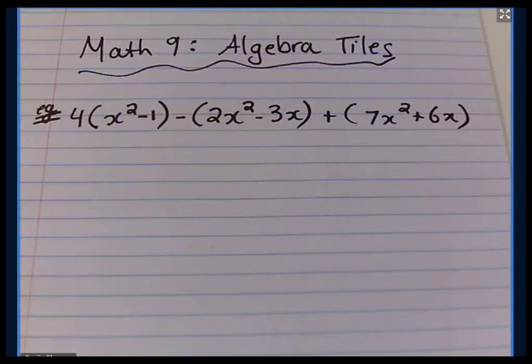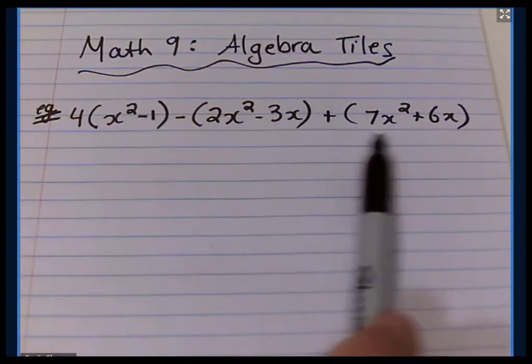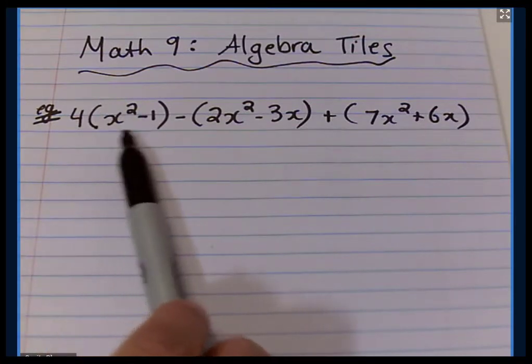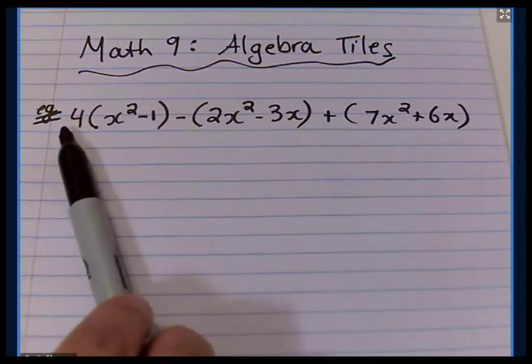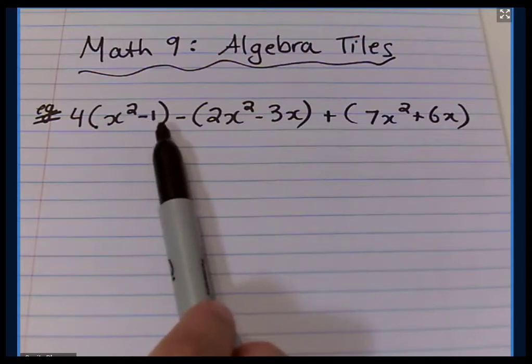Okay, so this lesson is for Math 9s. We are going to be looking at algebra tiles today, but just to refresh from last class, let's take a look at this question here. So we have 3 brackets here. Let's work with our first bracket. We have a 4 in front of it, and inside we have x squared minus 1.